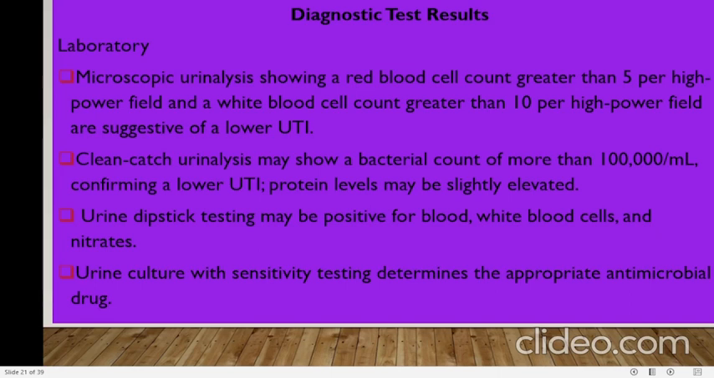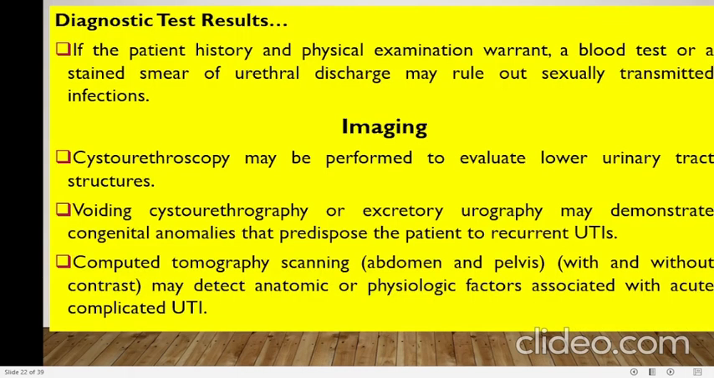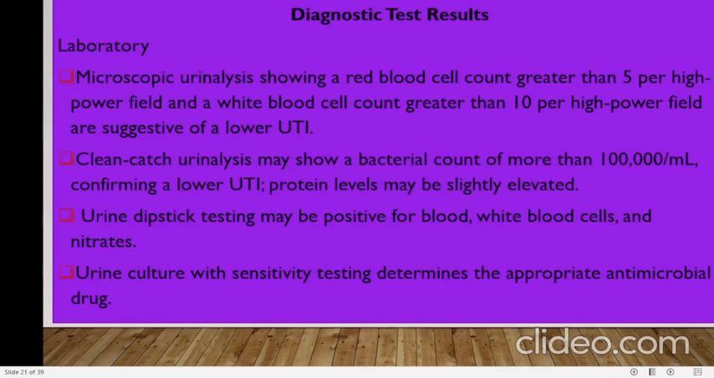Protein levels may be slightly elevated. Urine dipstick testing may be positive for blood, white blood cells, and nitrates. Urine culture with sensitivity testing determines the appropriate microbial drug to be used in treatment. If the patient history and physical examination warrant, a blood test or a stained smear of urethral discharge may rule out sexually transmitted infection. So that was on laboratory.